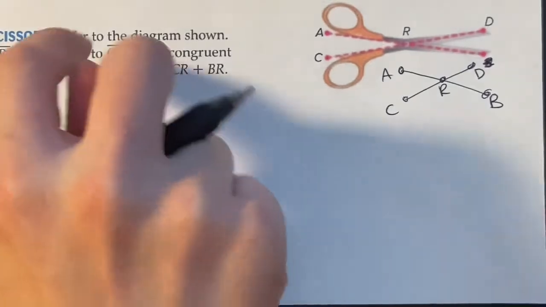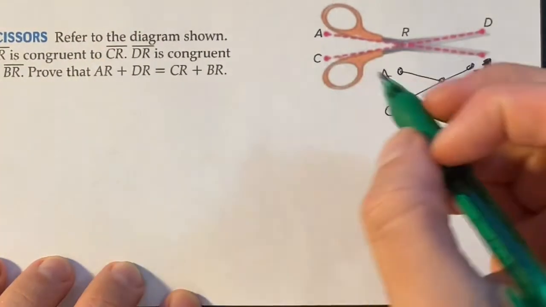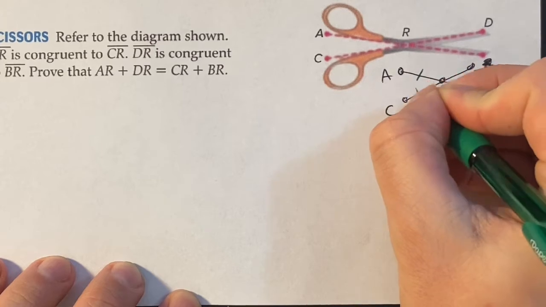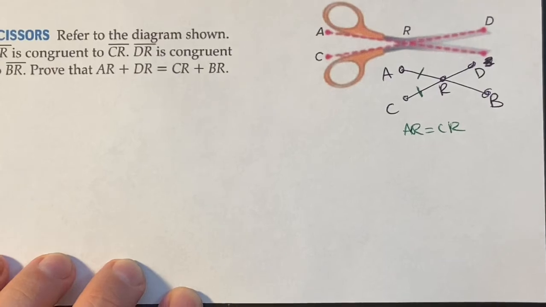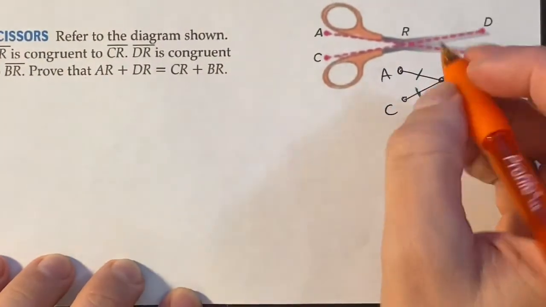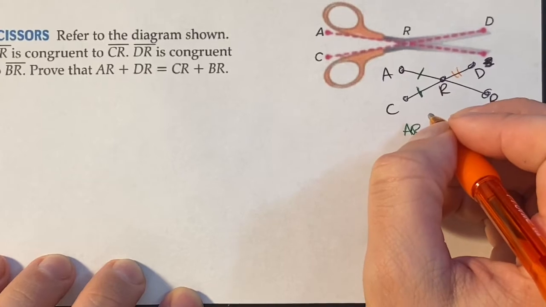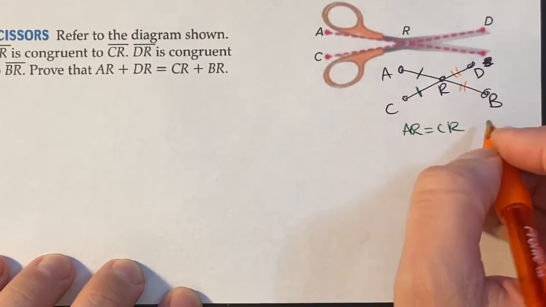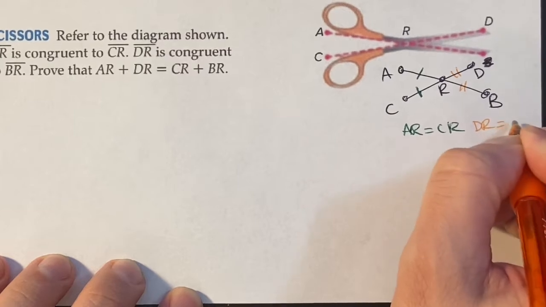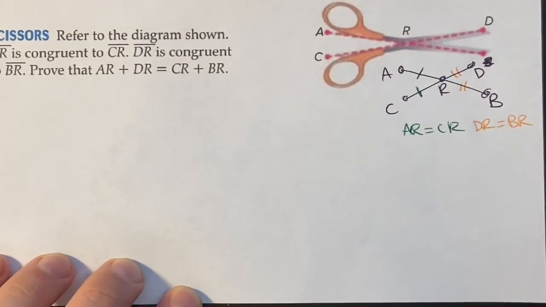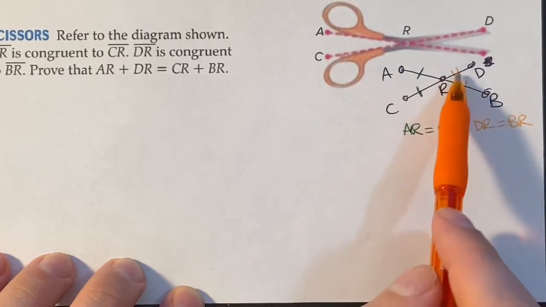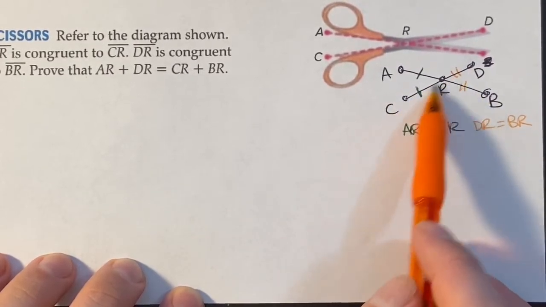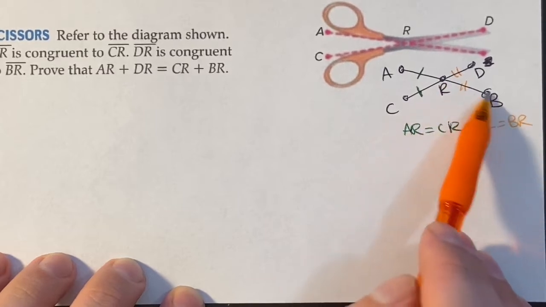What do I know? I know that if AR is congruent to CR, then I can say AR equals CR by definition of congruence. I also know that DR is congruent to BR, so by definition of congruence, I can say the same thing. And I need to show that this right here plus that right there is going to equal that guy right there plus that guy right there.